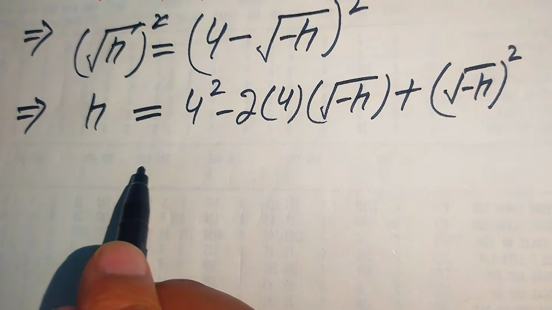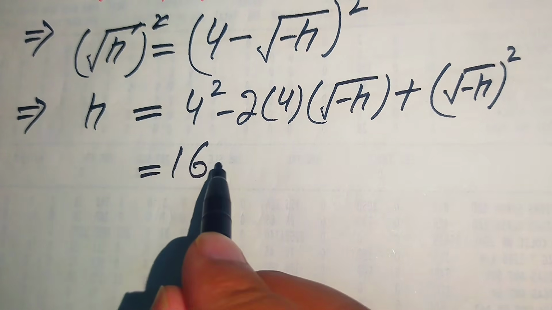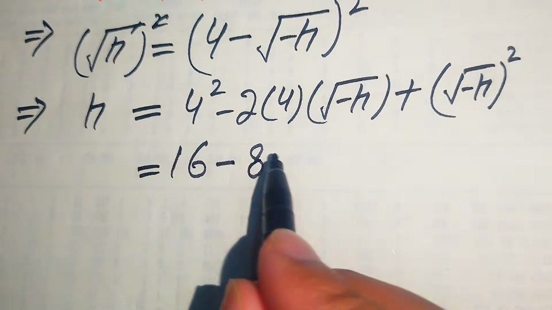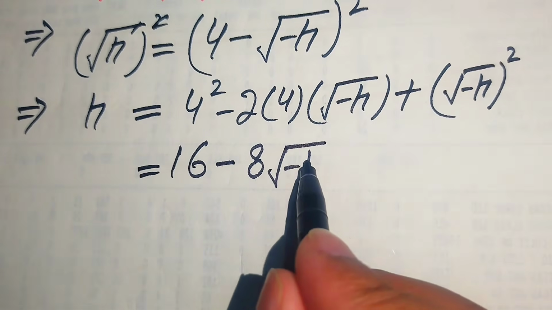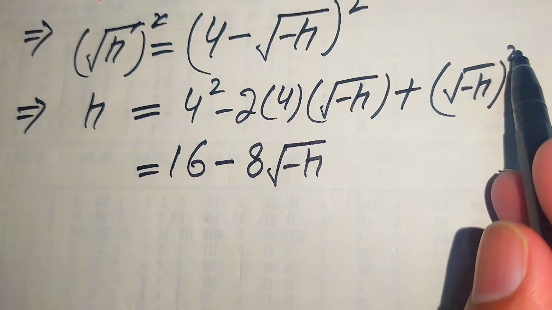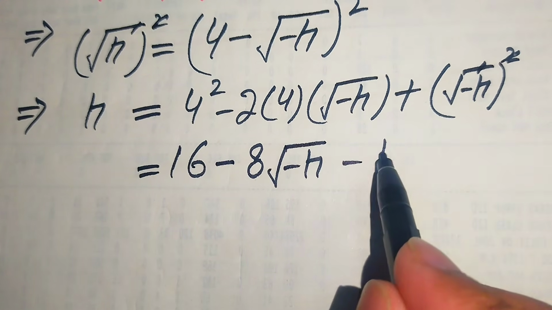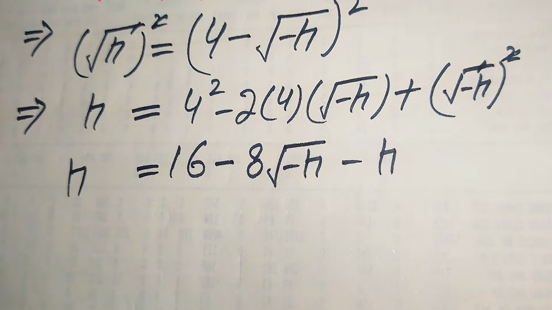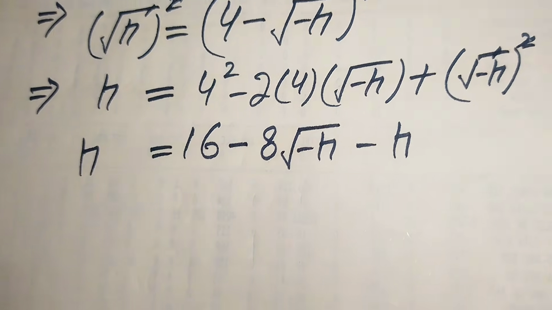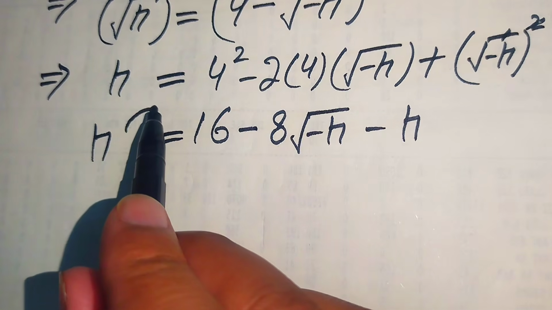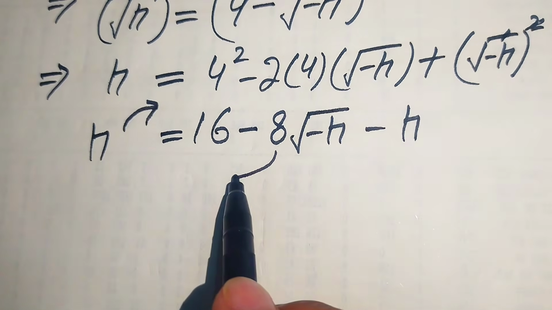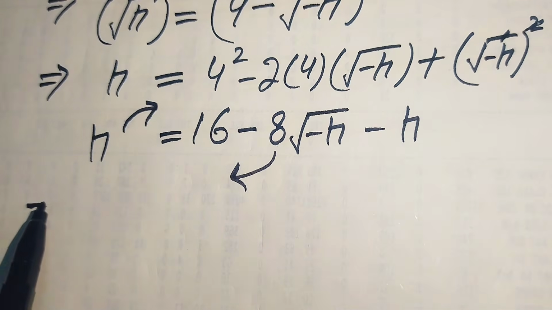After applying the algebraic formula on the right hand side, we need more simplification. 4 square becomes 16, and 2 times 4 becomes 8 times square root of minus h. Here the 2 and square root are gone, and we get minus h only. Minus times plus becomes minus h, and in the left hand side we again get minus h. In the next step we move the term minus h to the right hand side, and we move this term to the left hand side.